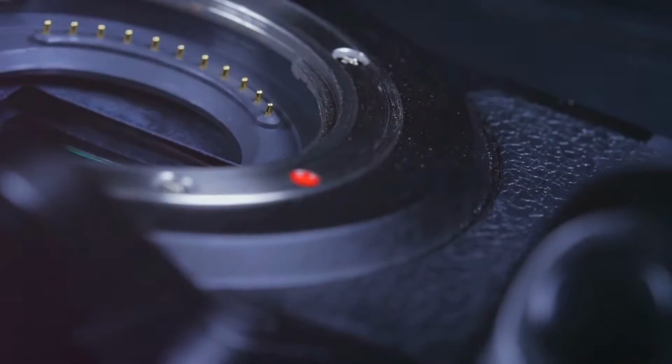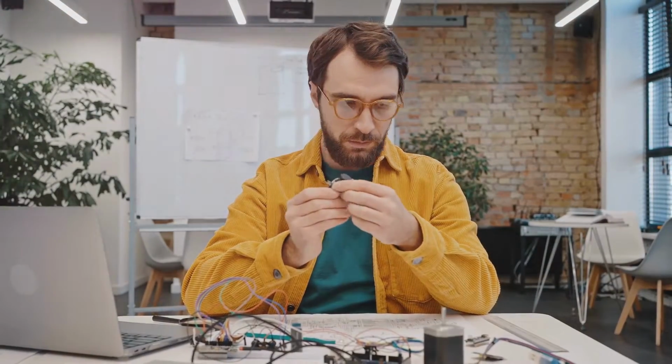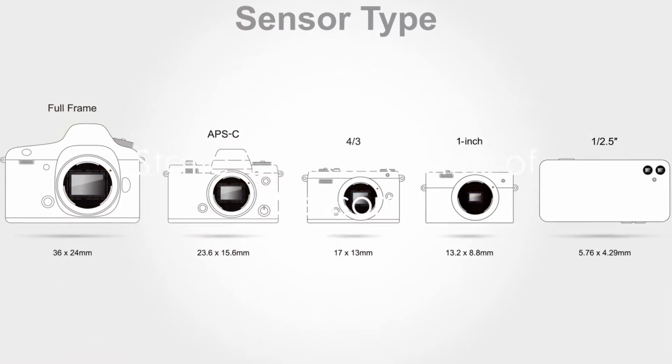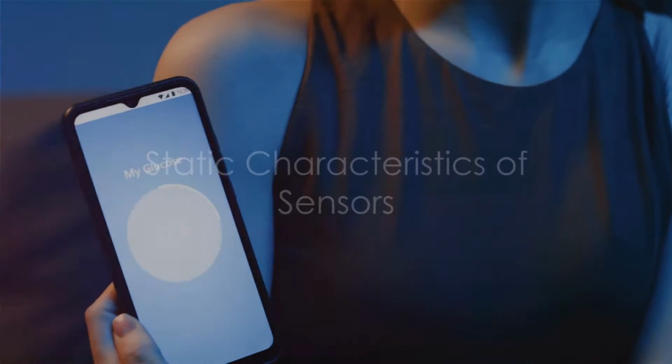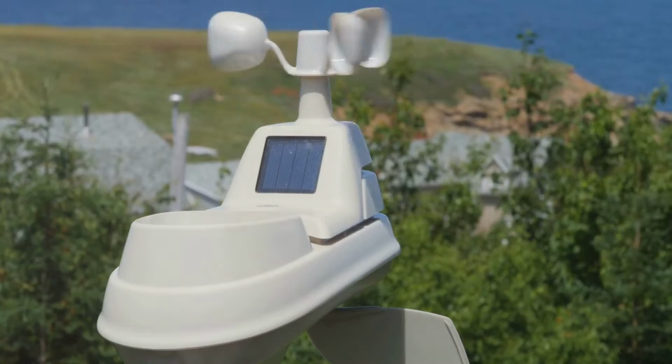But have you ever stopped to consider how they do this? Well, it all comes down to their static and dynamic characteristics. Let's begin with the static characteristics. These characteristics describe a sensor's behavior under steady-state conditions, where the quantity they measure is constant or changes very slowly.